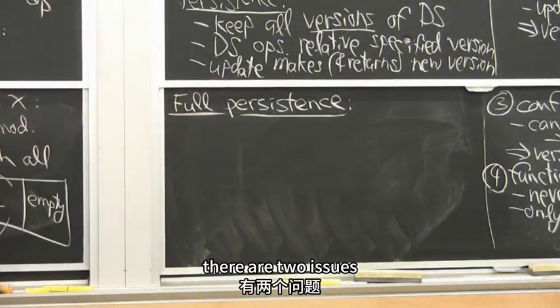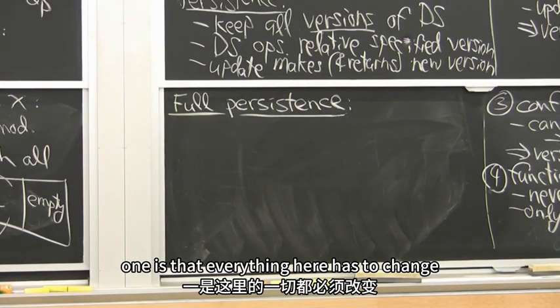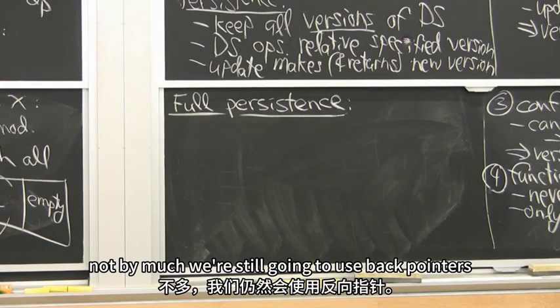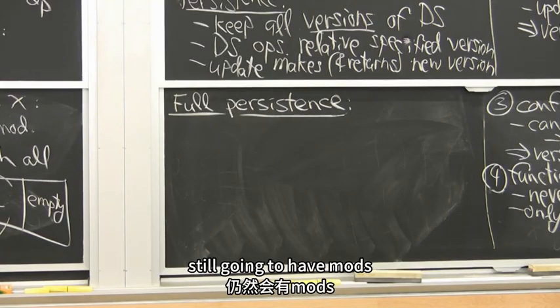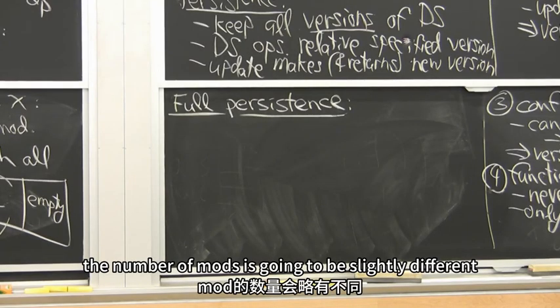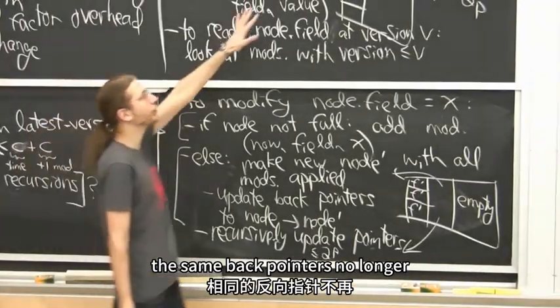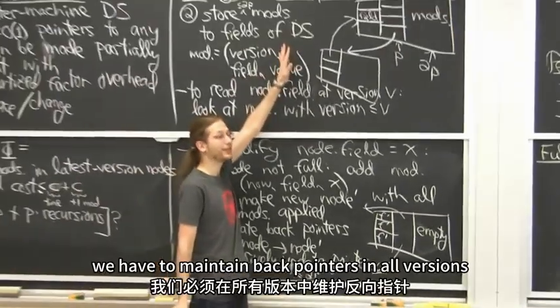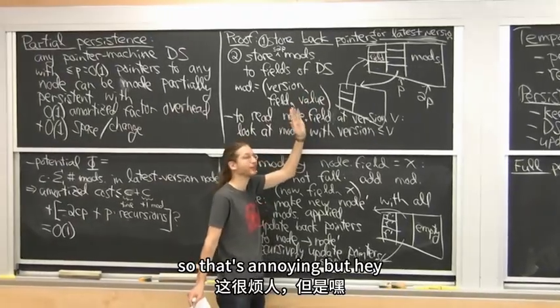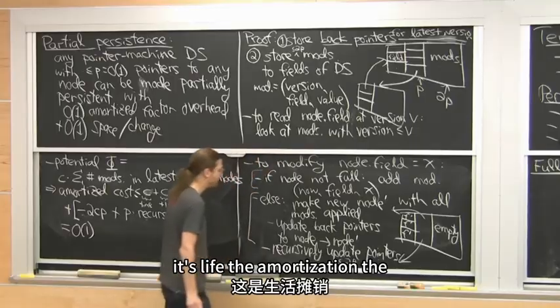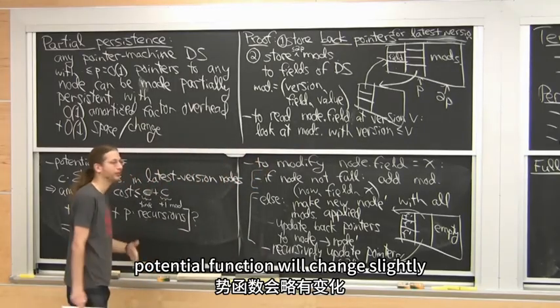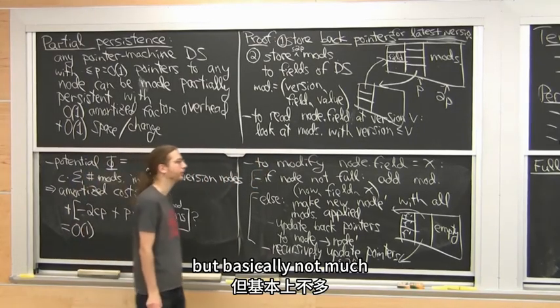There are two issues. One is that everything here has to change. Not by much. We're still going to use back pointers, still going to have mods. The number of mods is going to be slightly different, but basically the same. Back pointers no longer just refer to the latest version. We have to maintain back pointers in all versions. So that's annoying, but hey, it's life. The amortization, the potential function will change slightly, but basically not much.